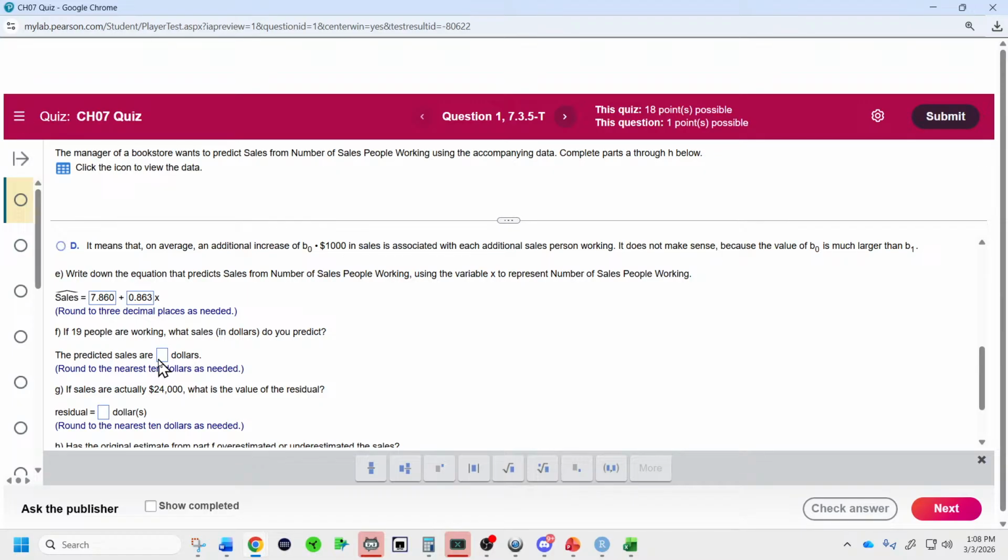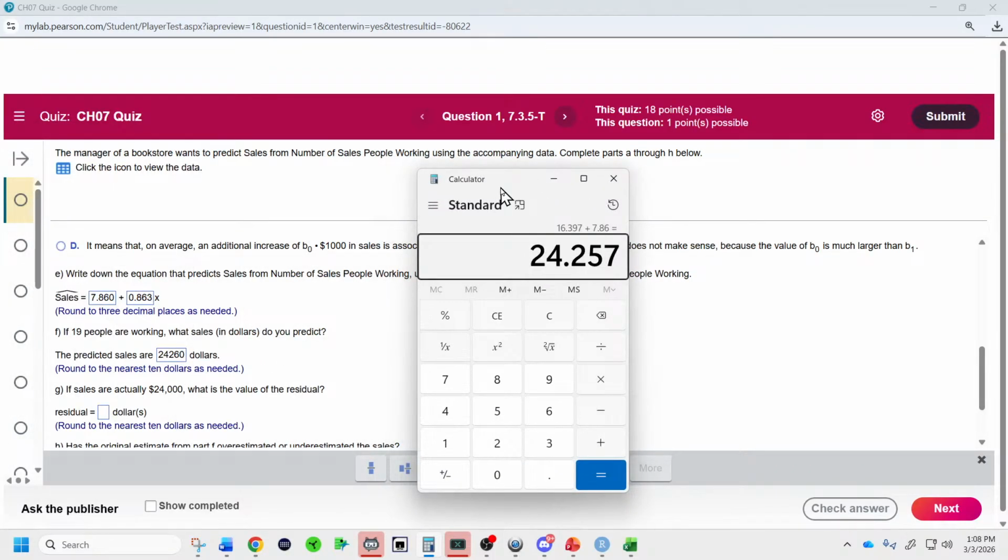Now it does say round to the nearest $10, which means we need to multiply this by 1,000. Luckily for us, we can just move the decimals, because this is going to be right here, 24,257. Rounding to the nearest $10 is going to do this. Remember, the number we got is in thousands of dollars. So if you had 24 thousand, move the decimals, it's 24,260.